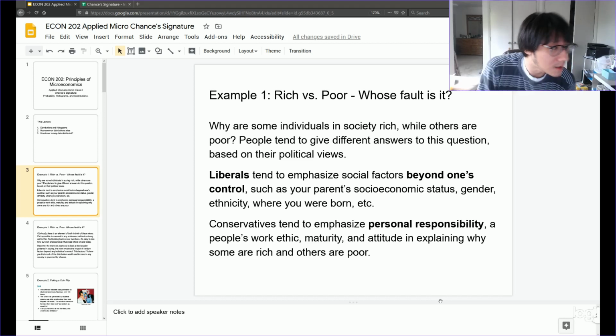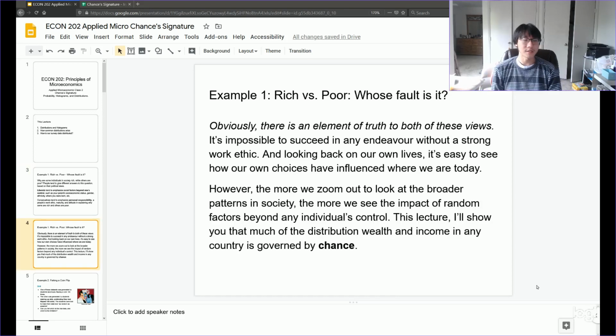Whereas conservatives will, of course, tend to more so emphasize the role of personal responsibility, a person's work ethic, perhaps, their maturity, their attitude, in explaining why some individuals, for example, might have more success in their careers or might be better off as compared to others. Now, obviously, there's an element of truth in both of these views. On the side of the conservatives, I think we have to admit that it's hard to succeed in anything if you aren't willing to work at it.